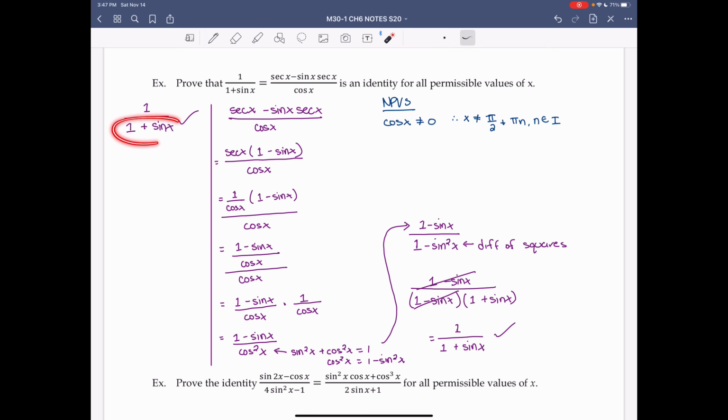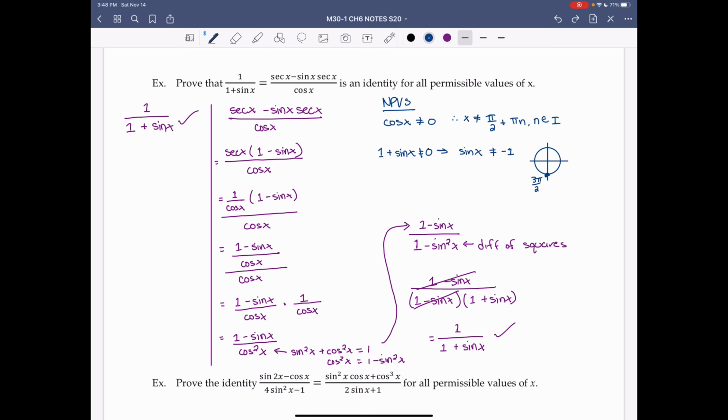And on this side, we have 1 plus sine x as a denominator. So 1 plus sine x cannot equal 0, which means that sine x cannot equal -1. When does sine x equal -1? Sine is the y value, so it equals -1 down here, which is 3 pi over 2.